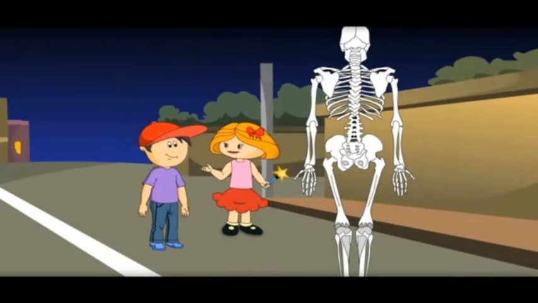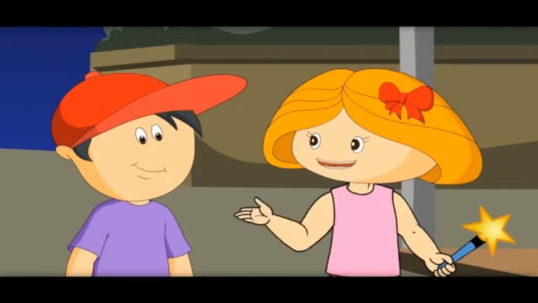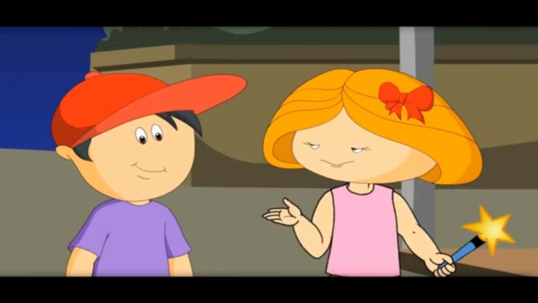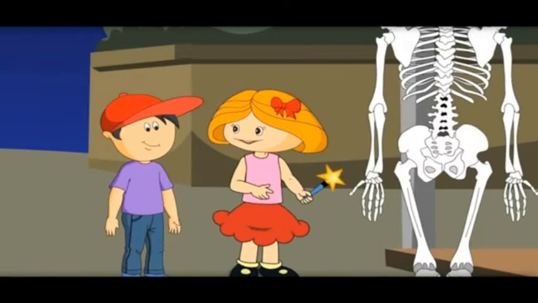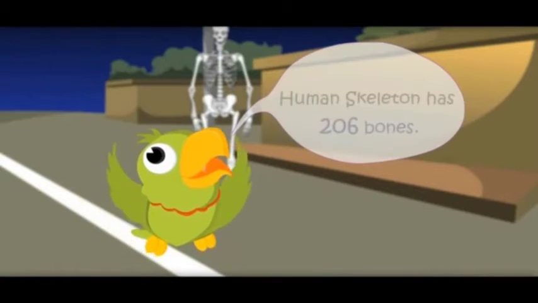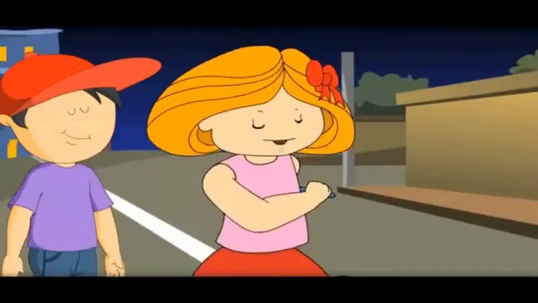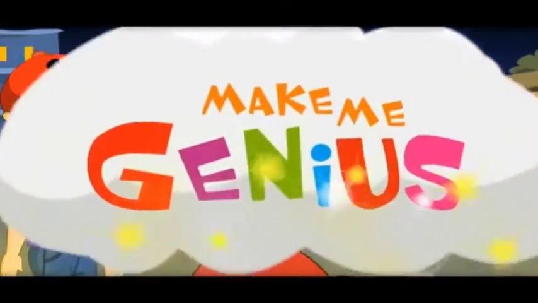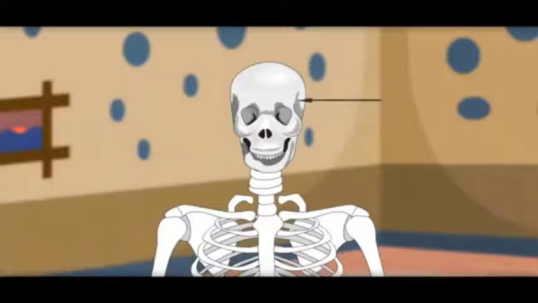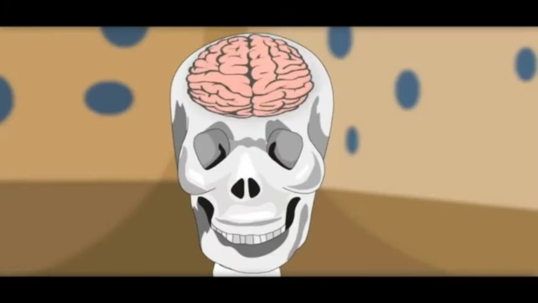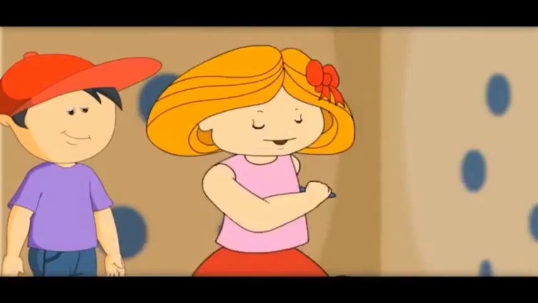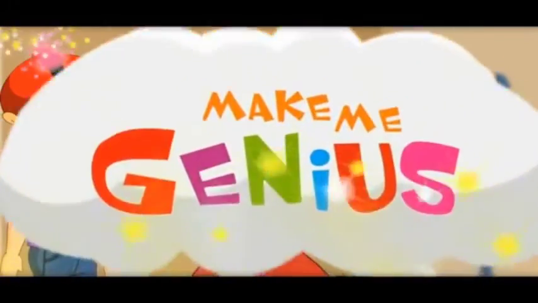Oh, there are 206 bones. But when a child is born, it has approximately 300 bones. But when you grow up, a few of the bones join together. The human skeleton has 206 bones. Let me show you something. This is called the skull. It carries our brain and supports our face. Let's learn about other bones.